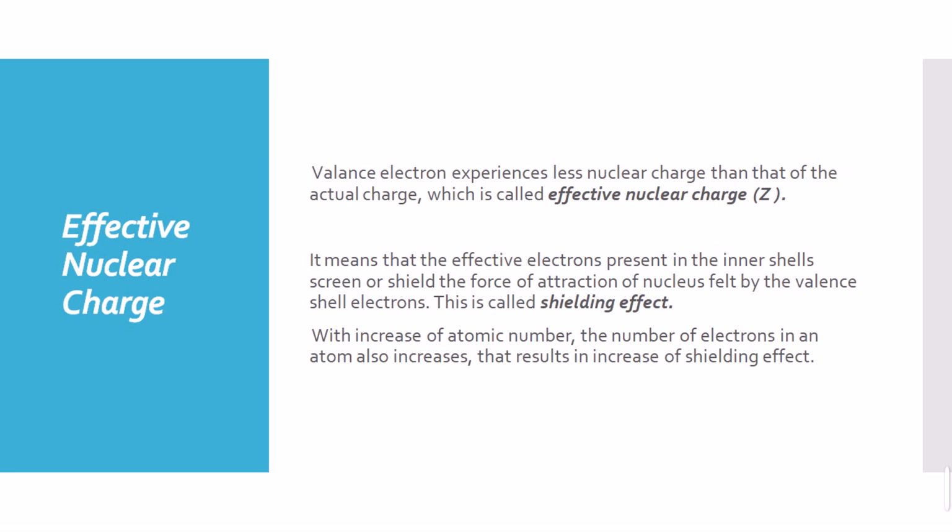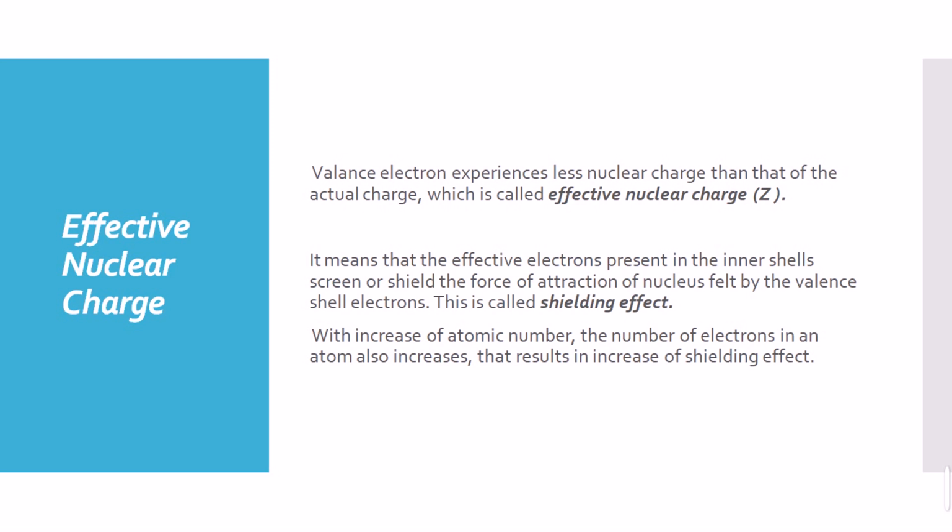So the attraction of the outermost electrons to the nucleus is partially reduced because of the presence of the intervening electrons. As a result, the valence electrons experience less nuclear charge than the actual charge. All the capacities that affect the first or second shell electrons will be reduced for the outermost shell, that is the third shell of any atom. So this will be less than the actual charge. This is called the effective nuclear charge, and the effective nuclear charge is represented by Z.